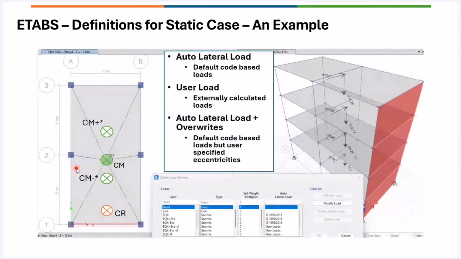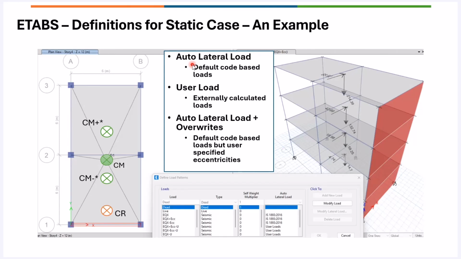And here is an example specifically made to show the differences visually. You can see the center of mass and center of rigidity. It's an intentionally made model so that the center of rigidity is very far from the center of mass. You can see, and we have 3 options available in the program.